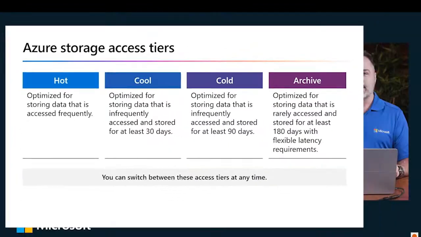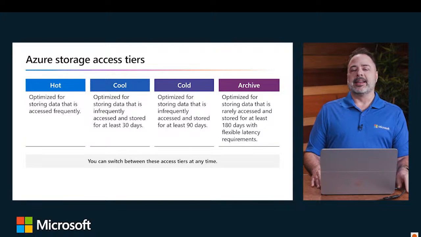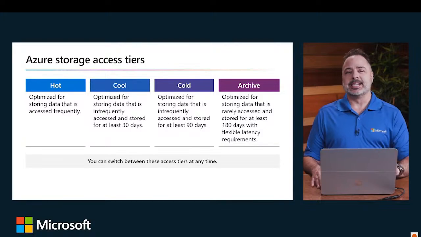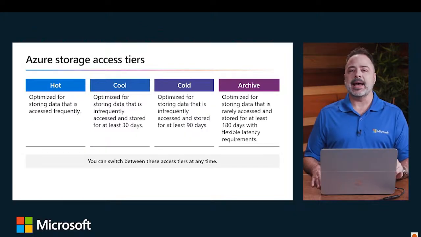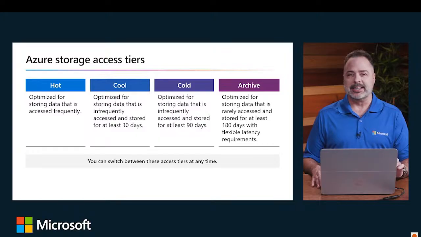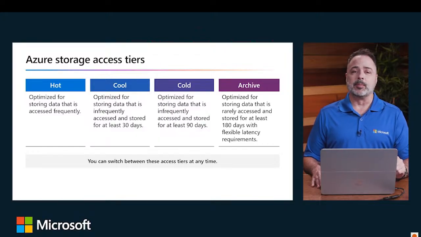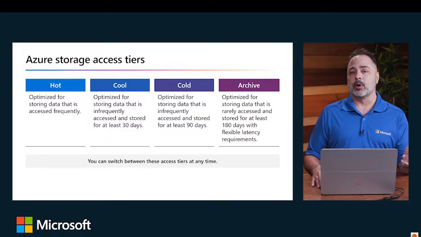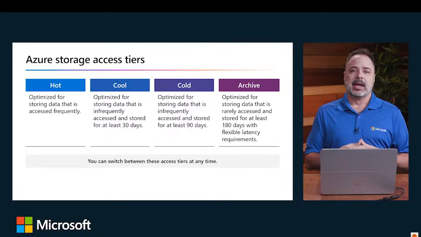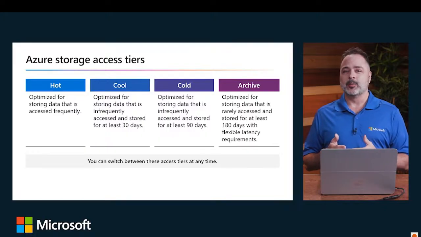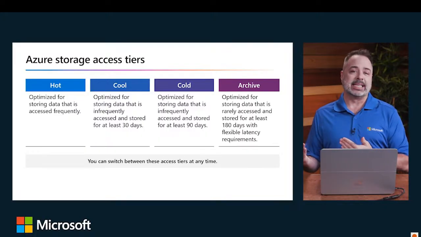Another configuration option when we're managing our data in Azure is to consider the access tier that we need to use to store our data. Access tiers help you manage costs based on how frequently your data is accessed and how long it'll be retained. These costs can be broken down into the storage cost, which is the cost to keep the data there, and the access cost, which is the cost to read or write that data.